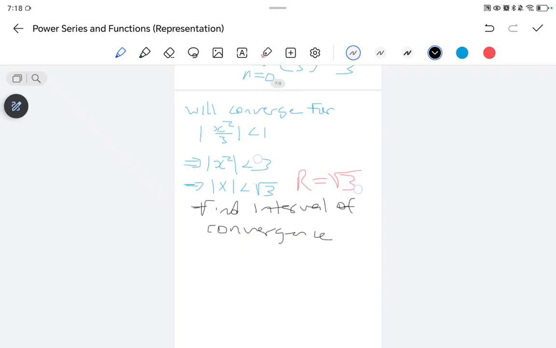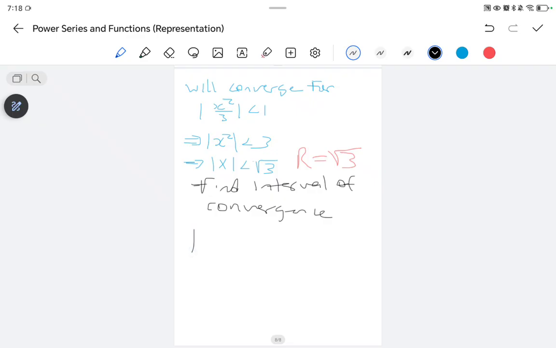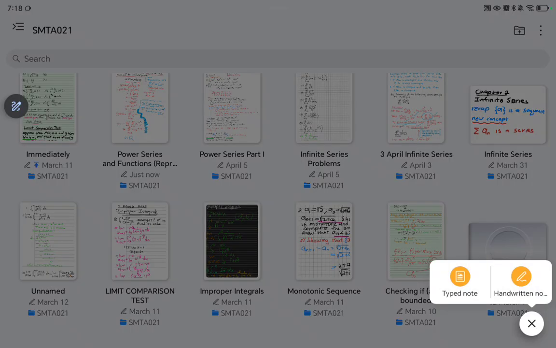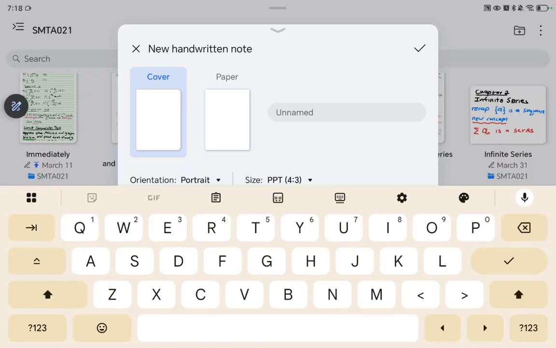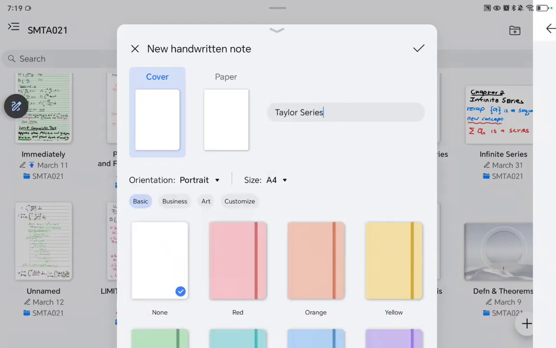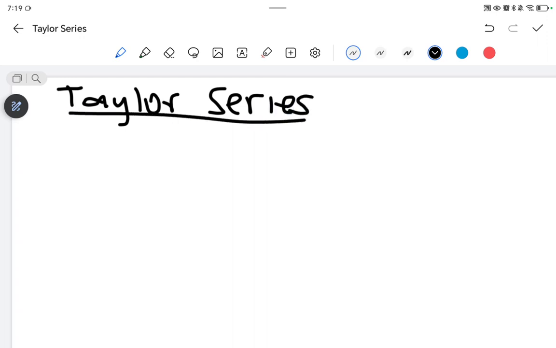So now we come to Taylor series. So is there any question based on the previous ones before we can move to Taylor series? Anyone? Any question?